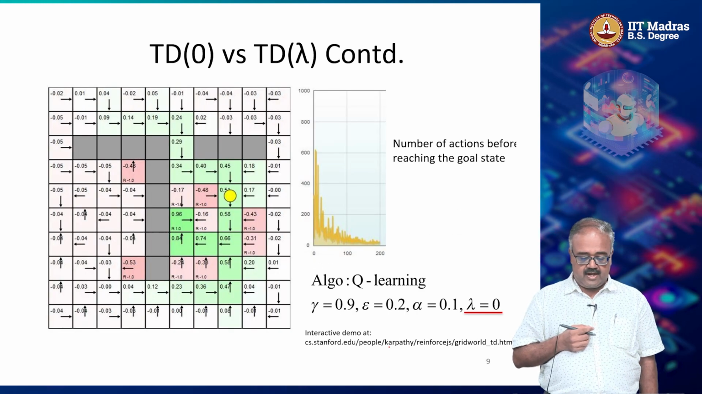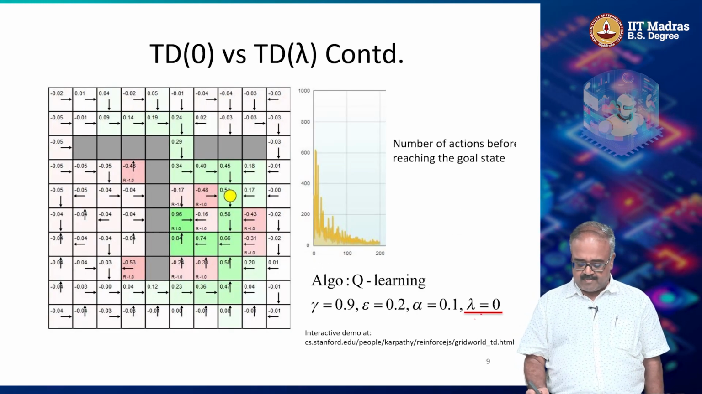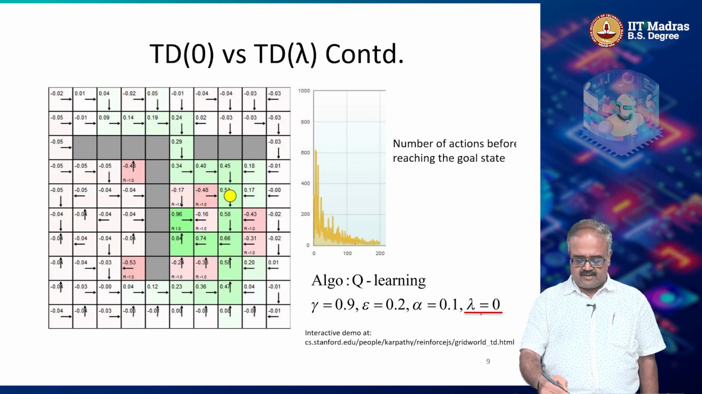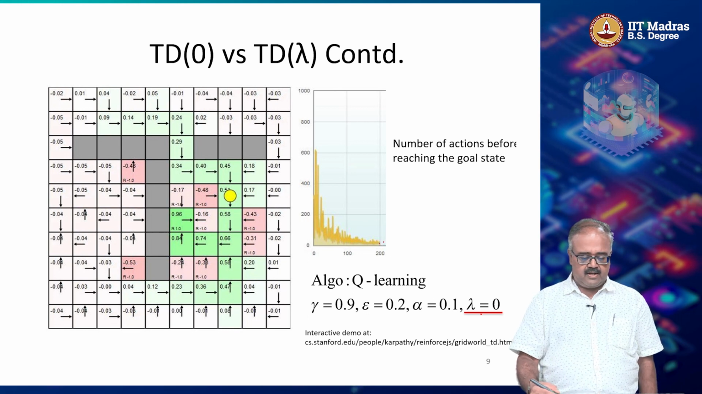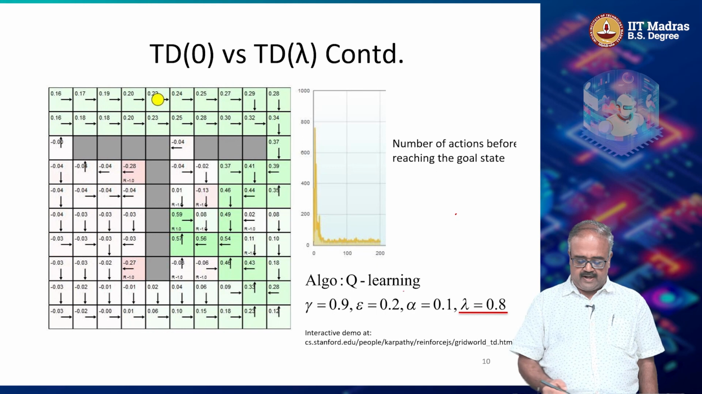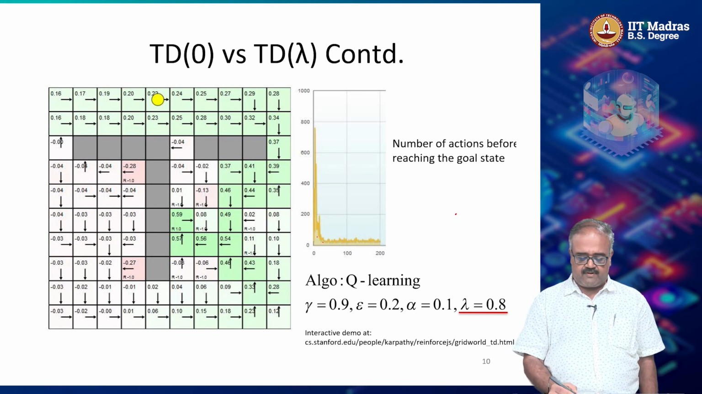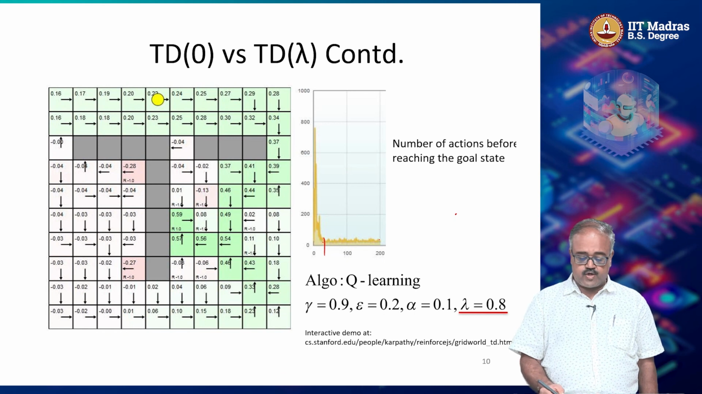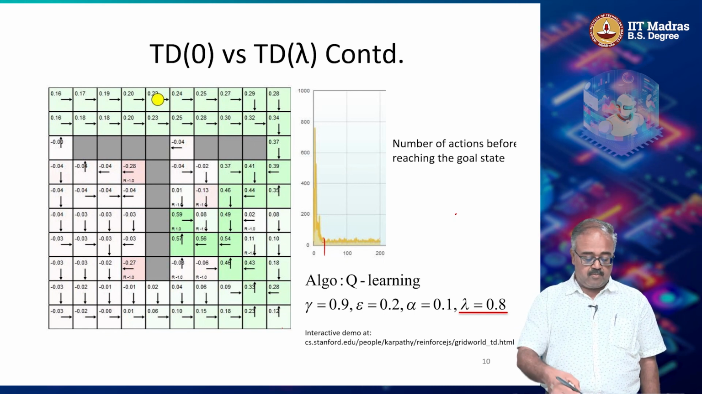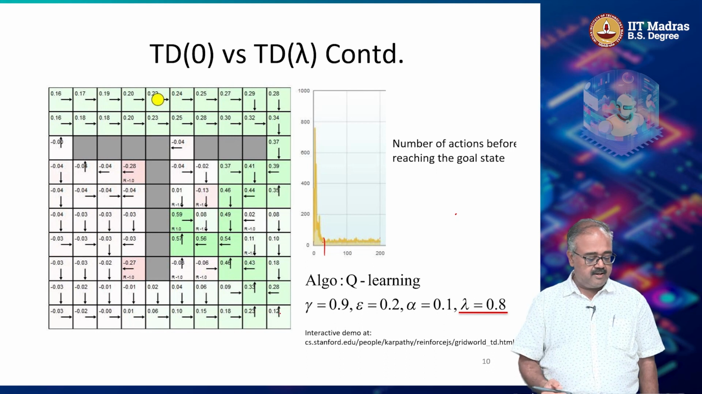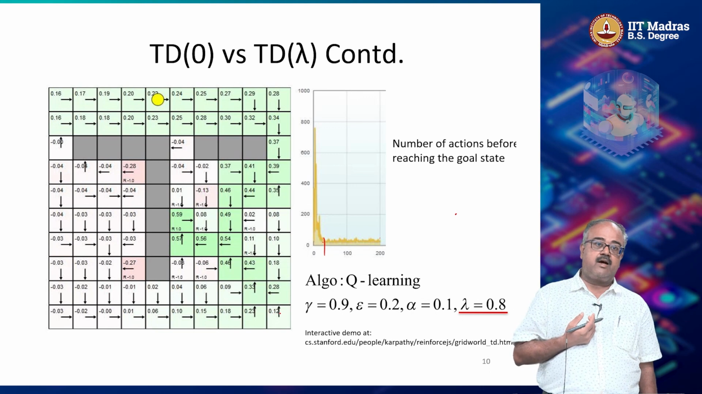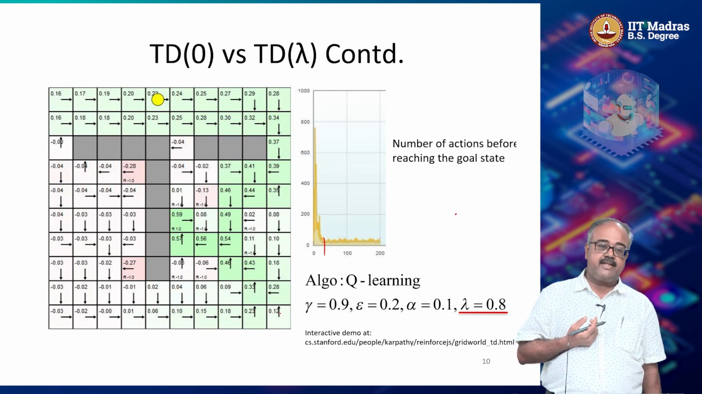And so, here is what happens when you set lambda equal to 0 and alpha equal to 0.1. It takes a good number of steps before it reaches the goal. And this happens when lambda equal to 0.8. You can see that it reaches the goal much faster, and by the time you reach 200 actions, most of the actions now have a positive reward. That means you have basically learned how to go to the goal without hitting the obstacles.